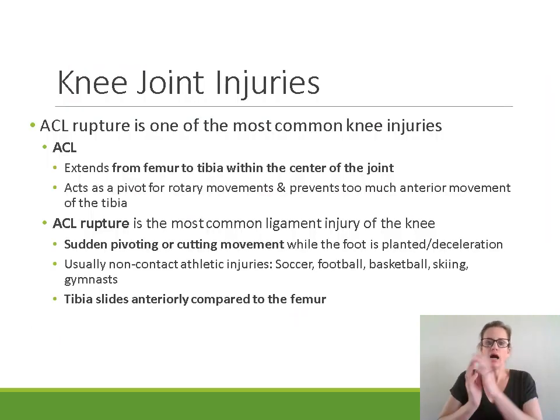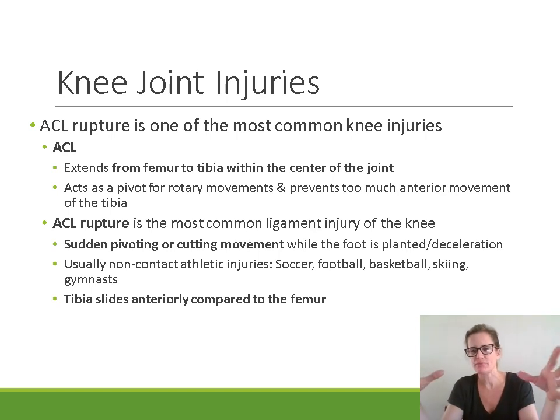Okay, so moving on to the cruciate ligaments. We just talked about collateral ligaments that are outside the joint capsule. We also have cruciate ligaments that are inside the joint capsule. The two largest, most important ligaments inside the joint capsule are the ACL and the PCL, the anterior cruciate ligament and the posterior cruciate ligament.